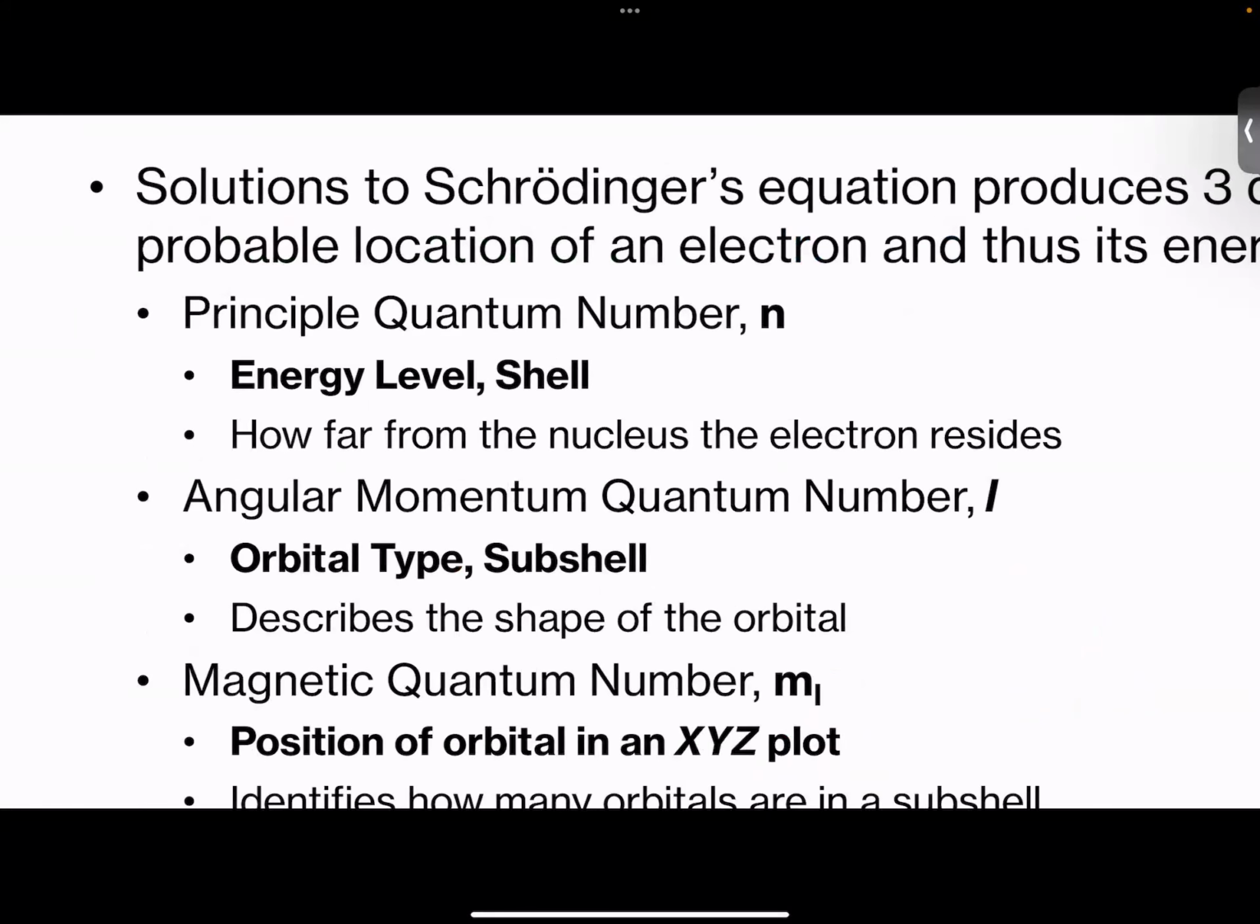Okay. The first quantum number that the Schrodinger equation generates is known as the principal quantum number. The principal quantum number is represented with a lowercase n value. We sometimes refer to this principal quantum number as the energy level or the shell. And what this principal quantum number is specifically doing is describing how far from the nucleus the electron resides.